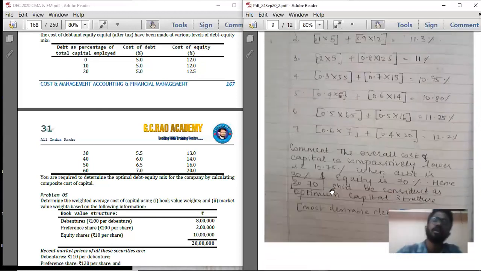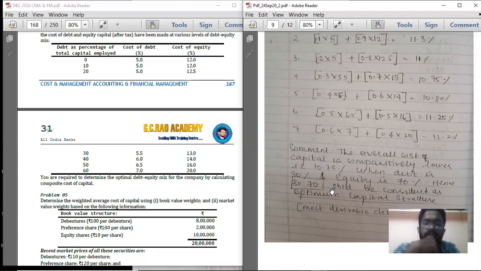So below that, record a comment. The overall cost of capital is comparatively lower, that is 10.75%, when debt is 30% and equity is 70%. Full stop.